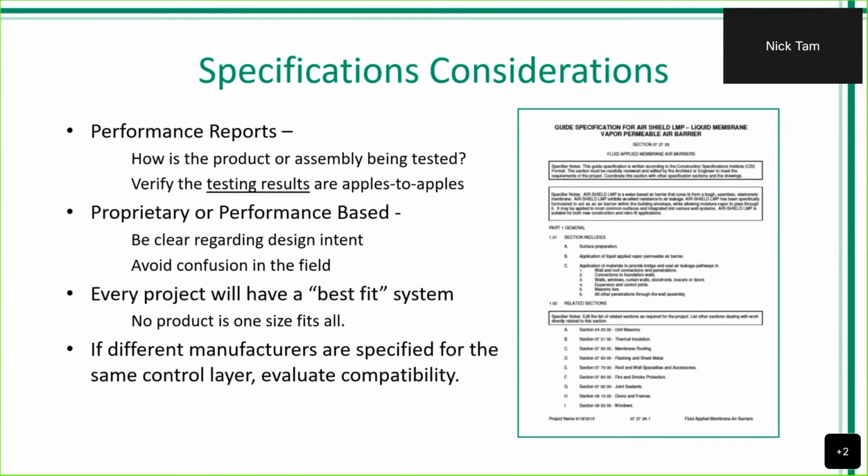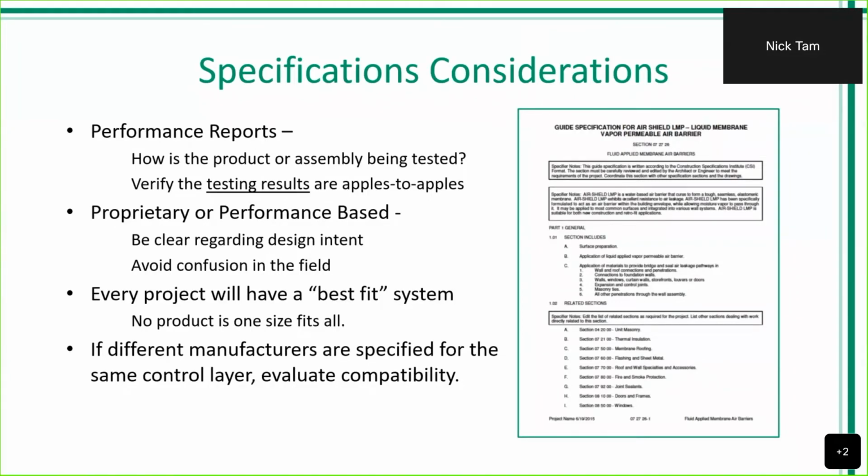Most common specifications we see are ASTM E2178 and E2357 as they relate to the permeability and leakage of those materials. When we select materials, is this going to be a proprietary or performance-based spec? With proprietary, we may see one manufacturer's product listed and then a variety of products listed after that that are similar. But a lot of times we do see performance-based specs where we'll just see a list of multiple products that are going to meet this performance standards.